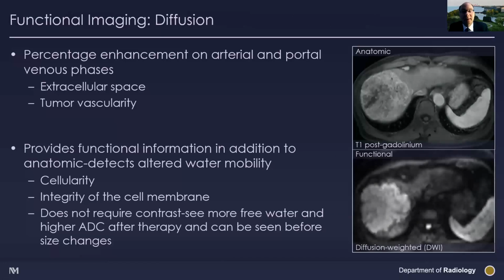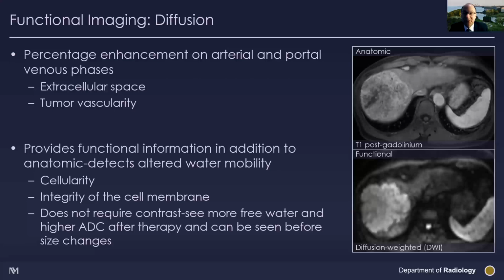What about diffusion-weighted imaging, and how does diffusion-weighted imaging work? Well, when we're looking at enhancement, we're looking at the percentage enhancement on the arterial and the portal venous phase. We're looking at the extracellular space. We're looking at tumor vascularity as illustrated here. If we're looking at diffusion, we're providing functional imaging information in addition to anatomic. We're looking at the altered water mobility. We're looking at the cellularity and the integrity of the cell membrane.